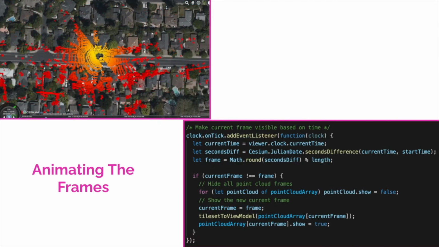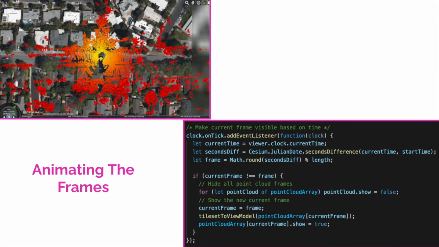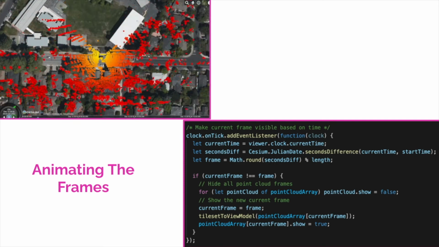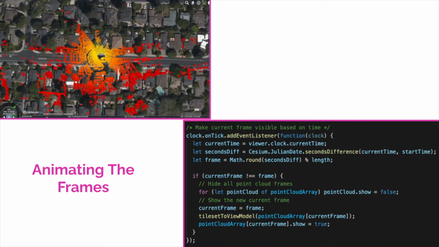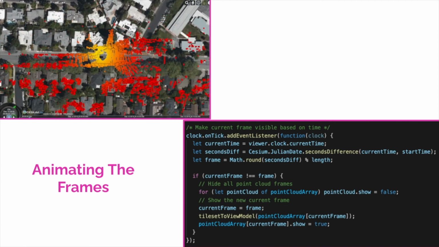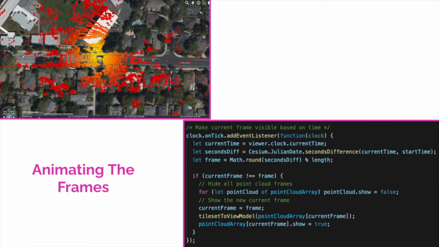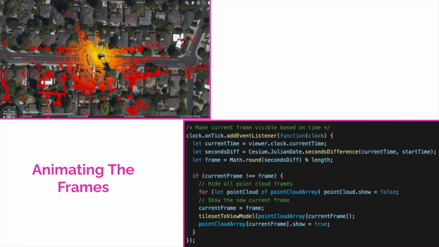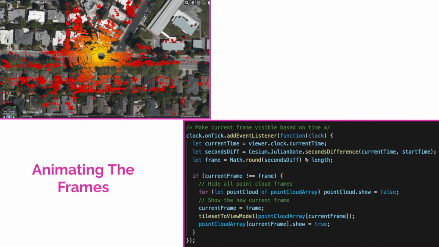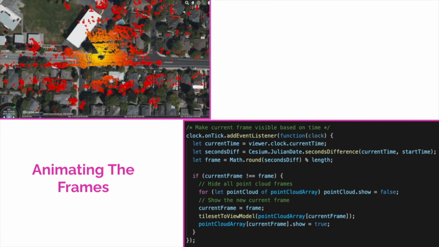This snippet of code ensures that only 2 point cloud frames are shown every second. In reality, given the vehicle speed, it's likely that these frames would be moving much faster. By connecting each frame to a point in time, we get the impression of motion between the frames.